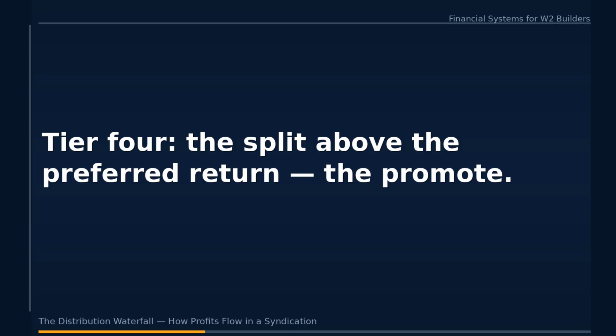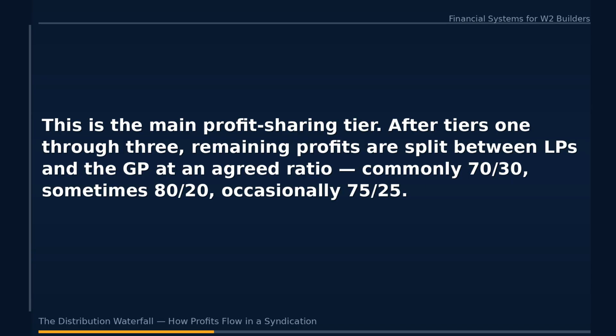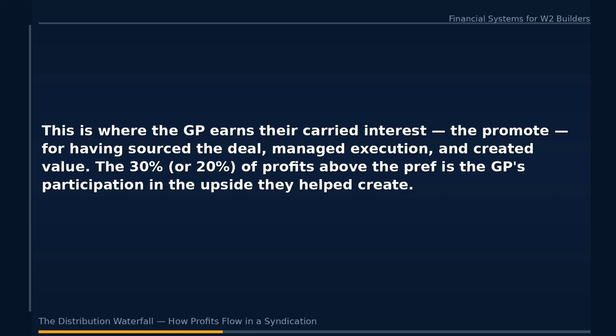A 70/30 split means LPs keep 70 cents of every dollar above the pref. An 80/20 split is more LP favorable. Some deals use tiered splits, 70/30 up to a 15% IRR, then 60/40 above it, rewarding the GP for exceptional performance. Let me walk through a full worked example with real numbers.